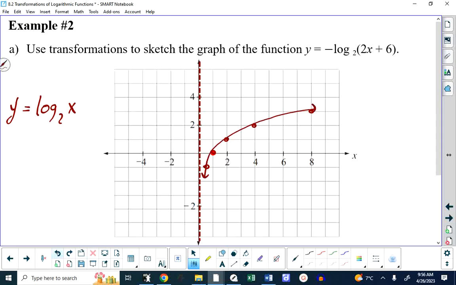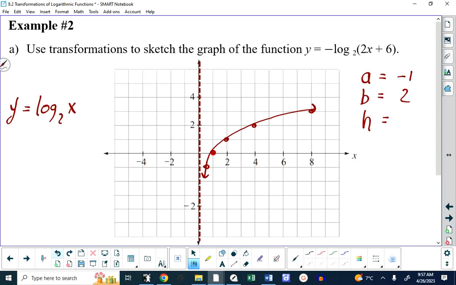This is not the function we are after. I hope you can see that there is an a value in this, there is a b value in this, and there is an h value in this, in terms of going from log base 2 of x to that function. Can everybody take a moment and write down what a is equal to, what b is equal to, and what h is equal to? A is negative 1. So that's going to involve a vertical reflection. B is 2.